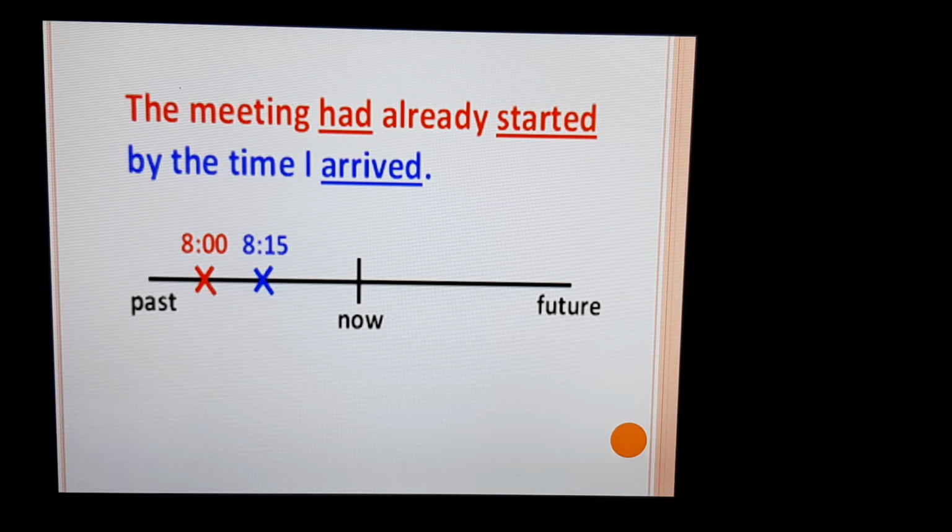Is it that I came, then the meeting started, or the meeting had started, then I arrived? Which is first? Okay, it is that the meeting had started, then I arrived. It's not that I arrived, then the meeting had started. So because of this, meeting is singular. I put had, and my verb is start. In the past is started, ed. In the participle also ed. And arrive in the past is arrived, and in the participle also arrived.